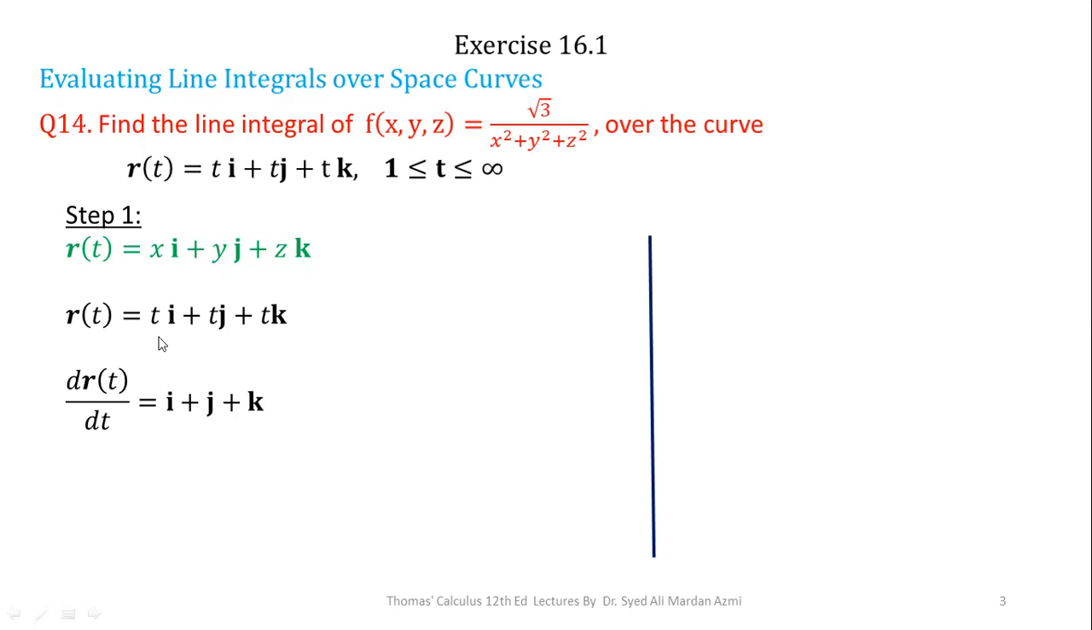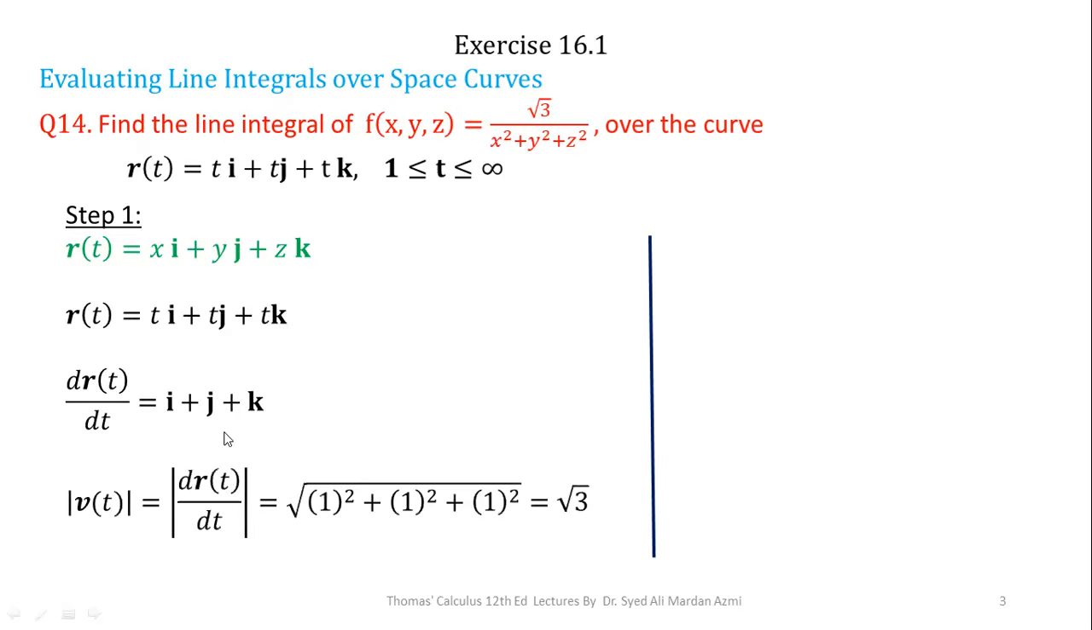The derivative of r with respect to t is 1i plus 1j plus 1k, because the derivative of t with respect to t is 1, and i remains as it is. The derivative of t with respect to t is 1, j remains as it is, plus the derivative of t with respect to t is 1, and k remains as it is. After this, we can calculate the mod function v of t mod by calculating the modulus of dr over dt.